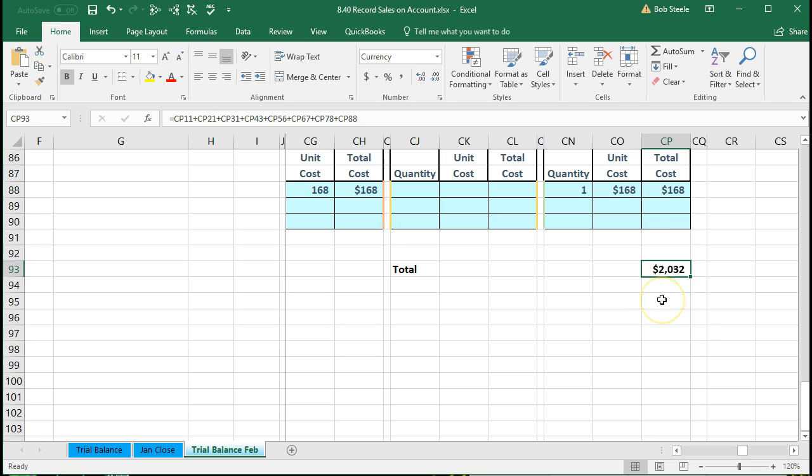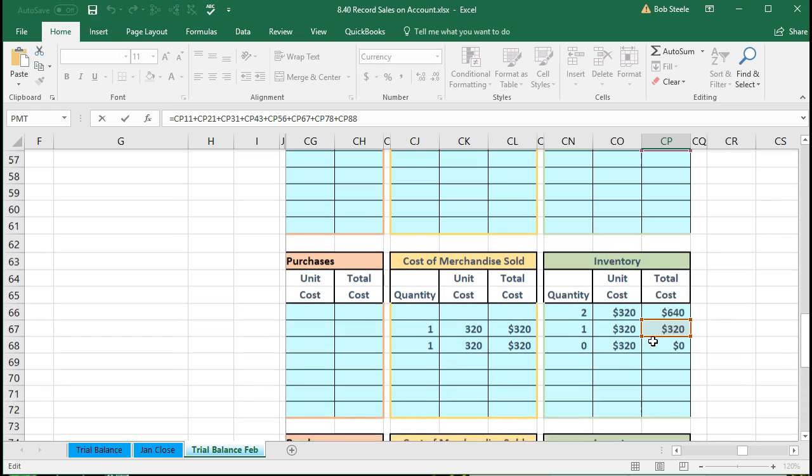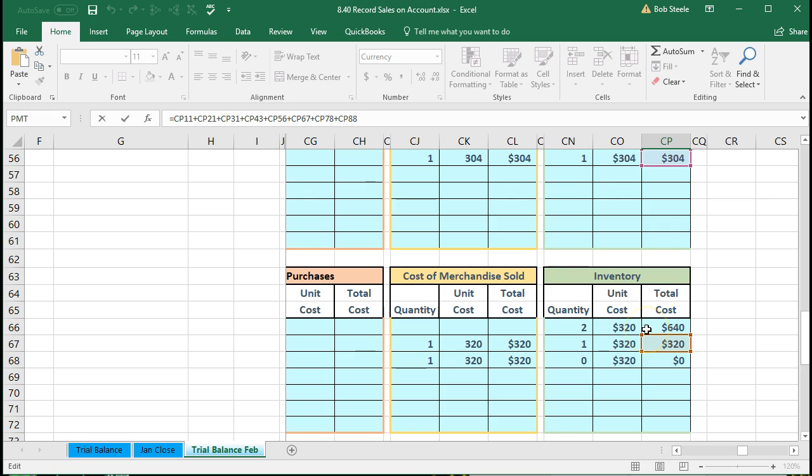We need to update this cell, I believe. So I'm going to double click on it to see what it's doing now. It's picking up all the imbalances. If I scroll up, it's picking them all up. And that one is not the right one. It should be the one below it. It should be the 0.